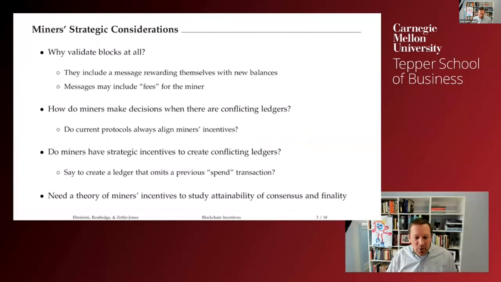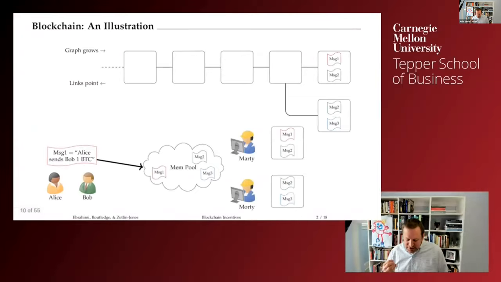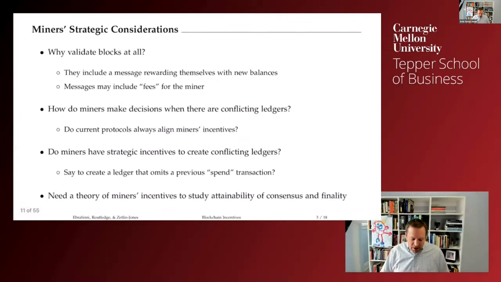But the question we want to ask is, how do miners choose among conflicting ledgers? How do they choose where to add new blocks to the ledger? So that's going to be our key consideration. Just go back for a moment. When confronted with a ledger, we want to ask, where do miners want to incorporate new information? Bitcoin has one protocol for that, and a lot of the economic research that has been done on Bitcoin takes that strategy that Bitcoin proposes as exogenous and given. We want to take a step back and ask, how do we incentivize miners to choose the right location where to add their block? So again, do current protocols align miners' incentives? Do they induce miners to add in the right location?